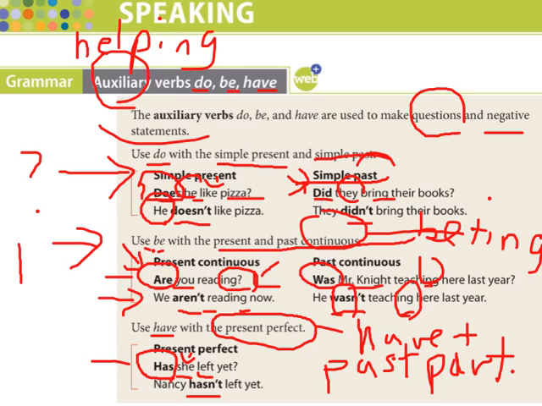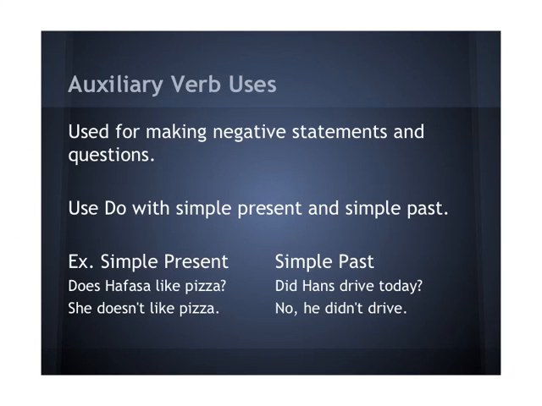Okay, so that's kind of an overview of how we use do, be, and have to make questions and negative statements. So we're going to go on to the next slide and talk a little bit more in detail about each of these. Okay, let's look at each of these verb tenses and their use of auxiliary verbs a little more closely. So we know that auxiliary verbs are used to make negative statements and questions.